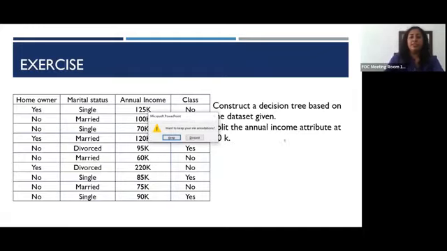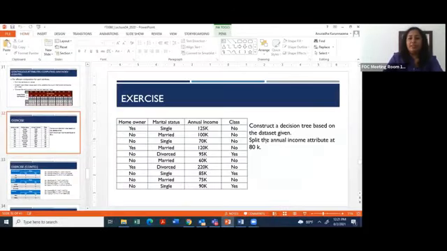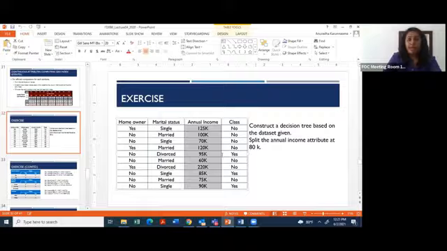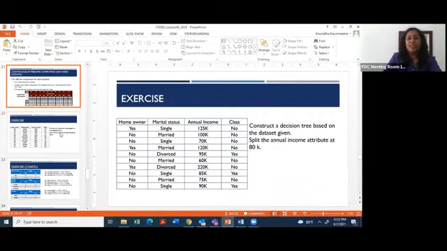Now it says, construct a decision tree based on the given data set, right? Split the annual income attribute at 80K. Because this is a continuous variable, there are so many possible split values, so it's asking you to take it as 80K. Why? Because you don't know the split value. You can get it. How, I will explain when we go to the two slides I have skipped.